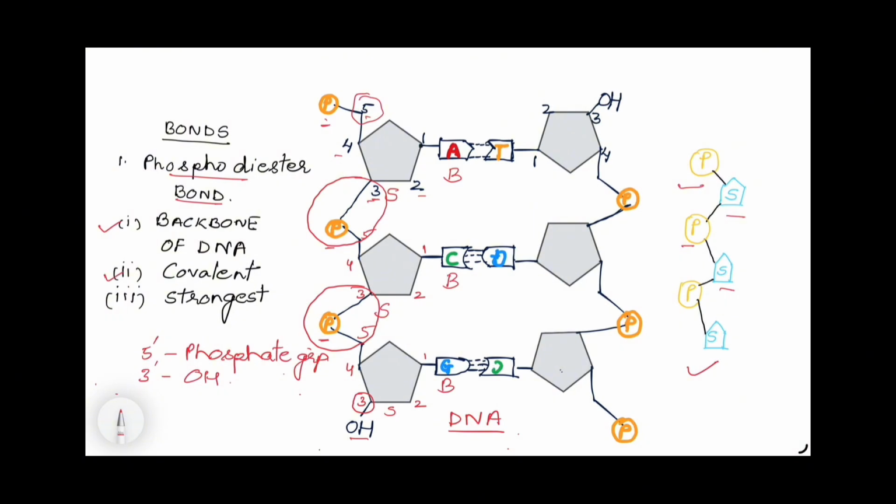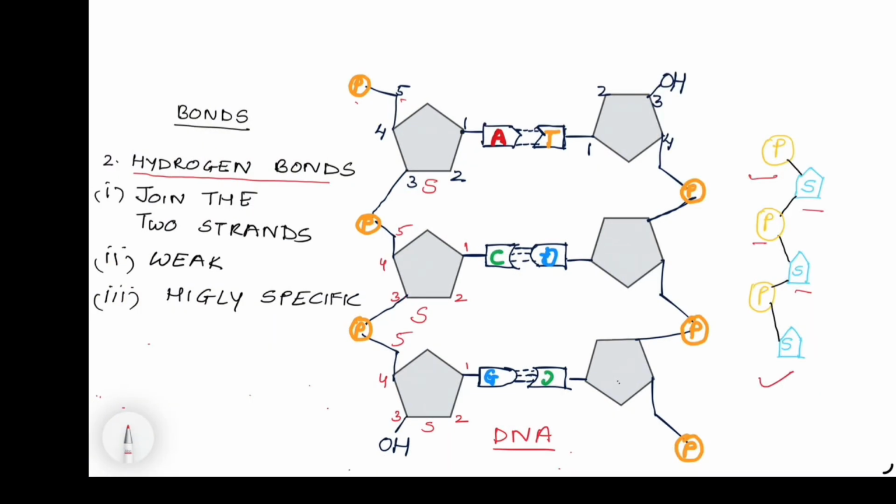These bonds are covalent bonds and are the strongest bond. They have to be strong because the backbone has to be strong and the DNA has to stay stable. It is this phosphodiester bond which actually makes the DNA very stable, and because of this phosphodiester bond DNA can last for thousands of years in fossils. So, it is a very strong bond, and this is all about phosphodiester bond. Now, let us move to the next bond.